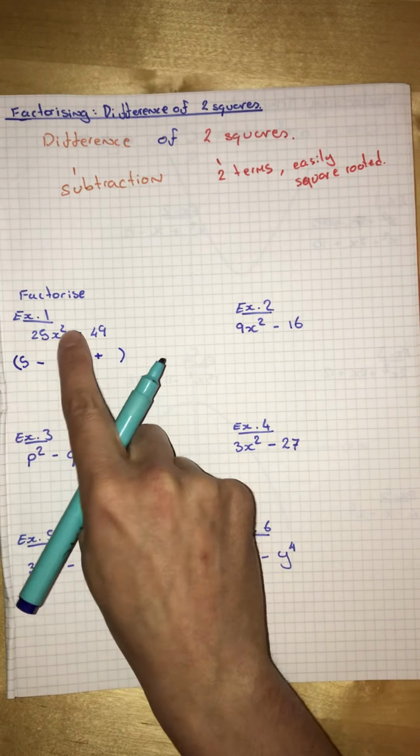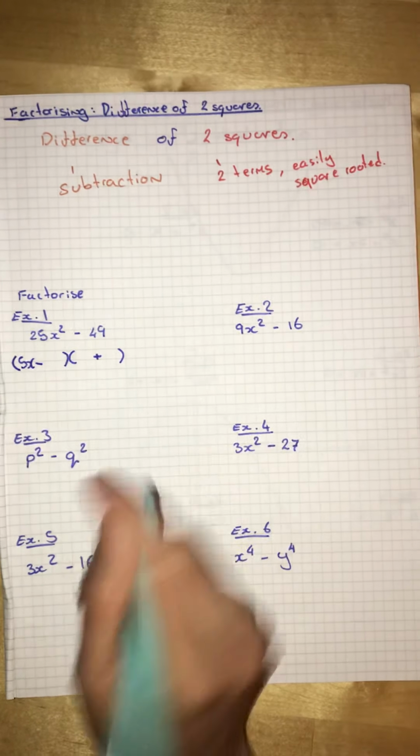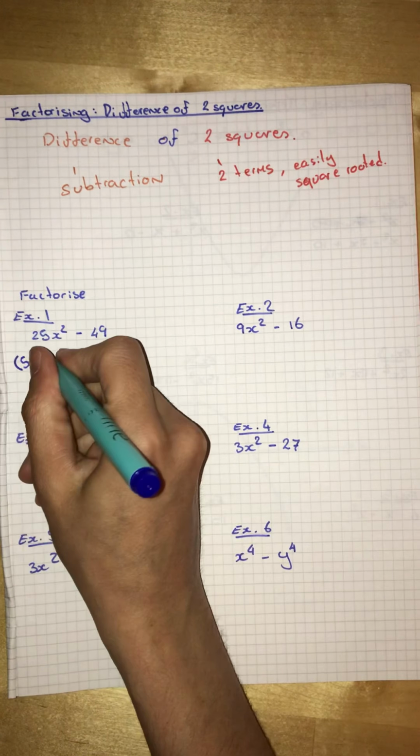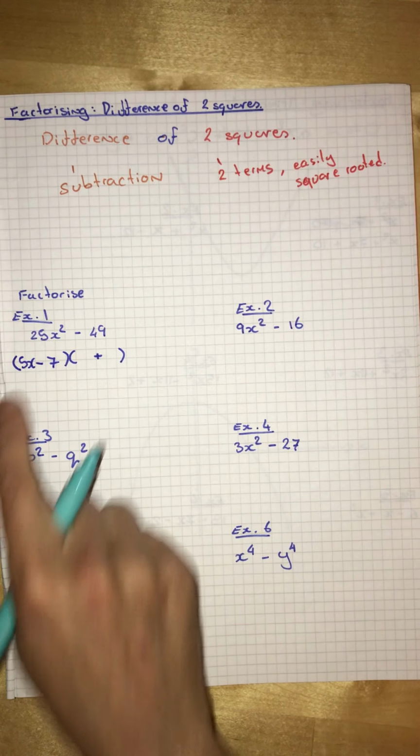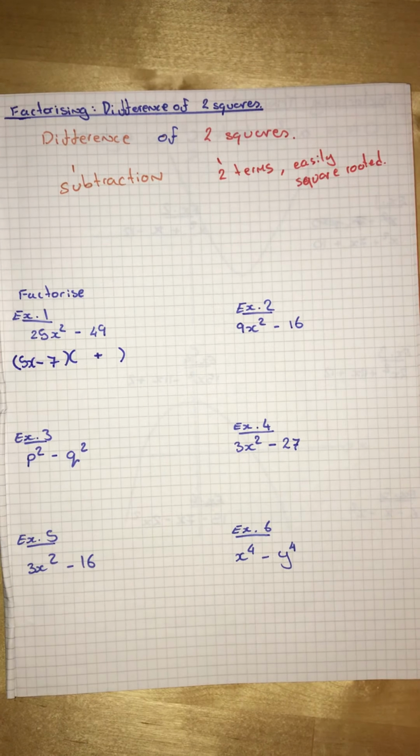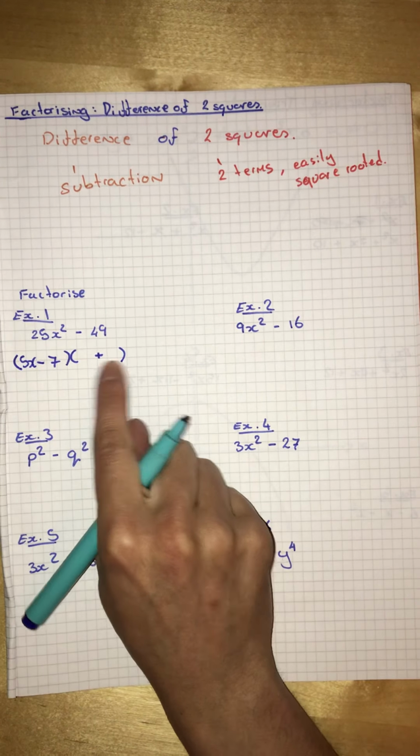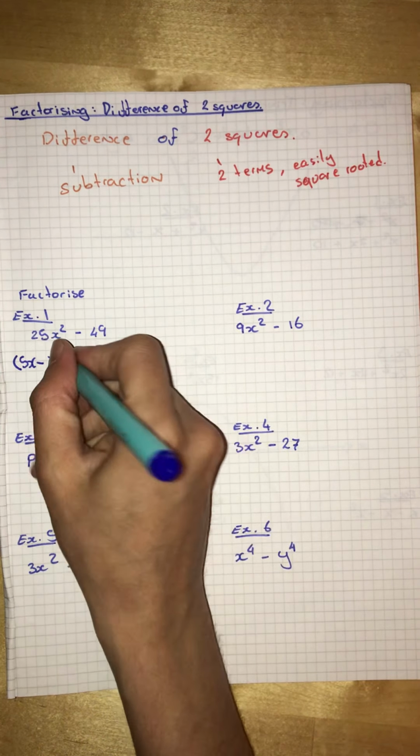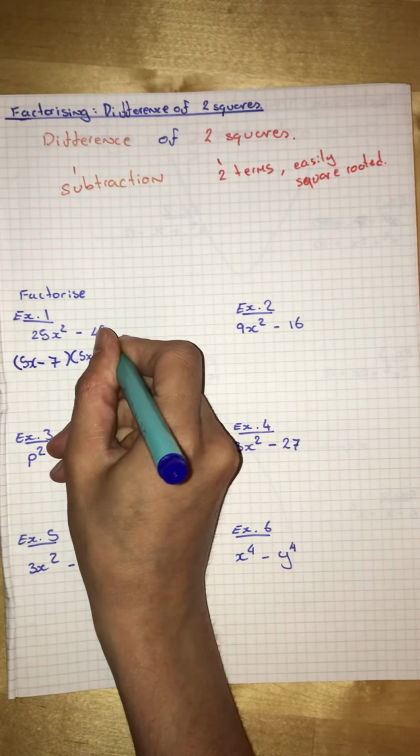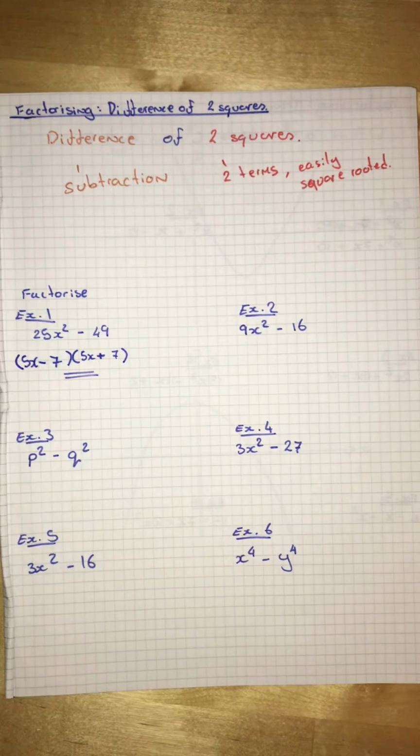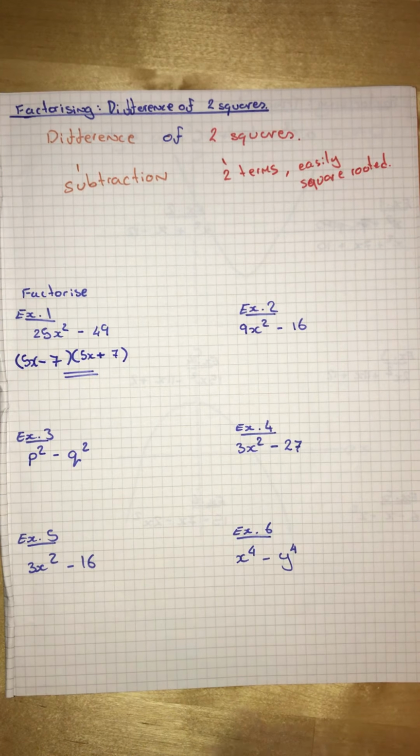What's the square root of x squared? It's x. What's the square root of 49? 7. So we get 5x minus 7. It's the first bracket already done. The second bracket is straightforward because it's just 5x plus 7. And that's all you need to do.